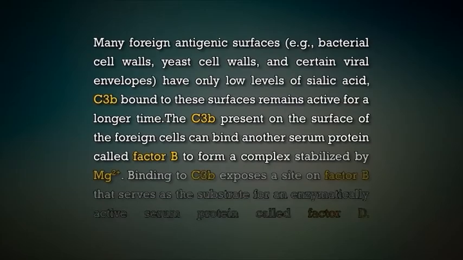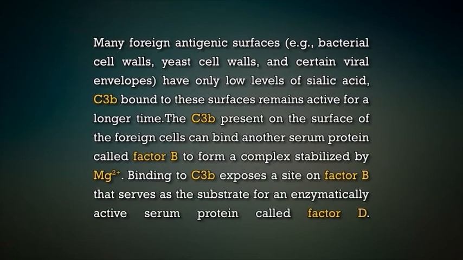Because many foreign antigenic surfaces, for example bacterial cell walls, yeast cell walls, and certain viral envelopes, have only low levels of sialic acid, C3b bound to these surfaces remains active for a longer time. The C3b present on the surface of the foreign cells can bind another serum protein called factor B to form a complex stabilized by magnesium ions. Binding to C3b exposes a site on factor B that serves as a substrate for an enzymatically active serum protein called factor D.